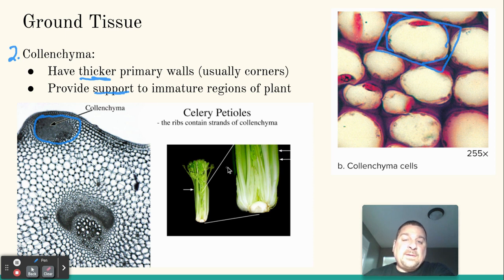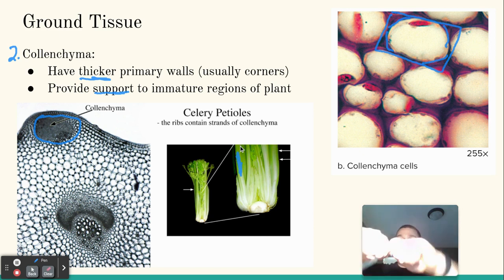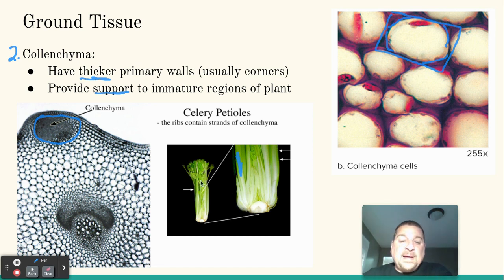So if you have ever eaten celery, you know when you take that celery stalk and break it, you get those long strands. Those strands are collenchyma that are providing support to that celery stalk that's growing up off of that base up into the air.